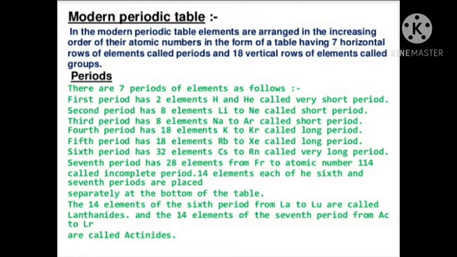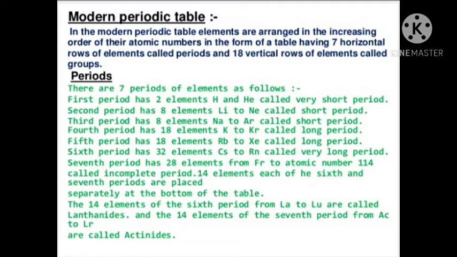The first period has 2 elements, hydrogen and helium, H and He, called a very short period. The second period has 8 elements from lithium to neon, called a short period. The third period has 8 elements, sodium to argon, Na to Ar, called a short period. The fourth period has 18 elements from K to Kr, potassium to krypton, called a long period. The fifth period has 18 elements from rubidium to xenon, called a long period.